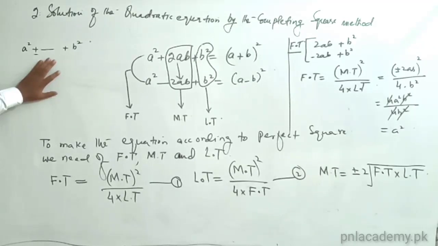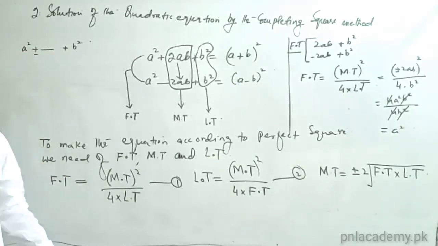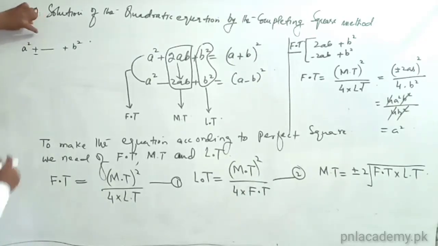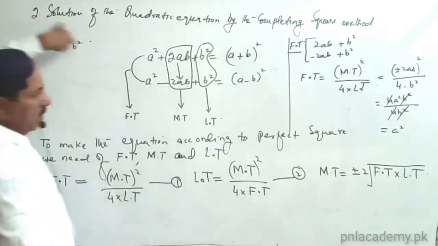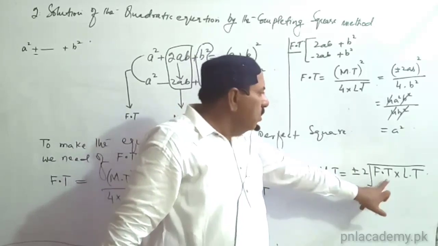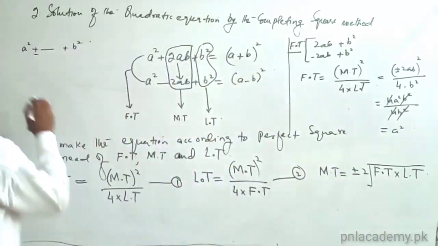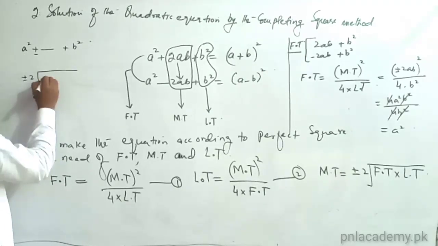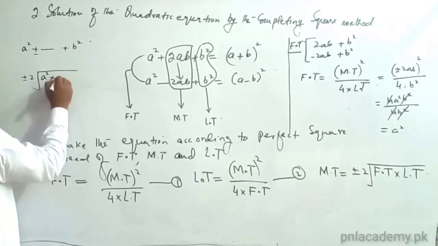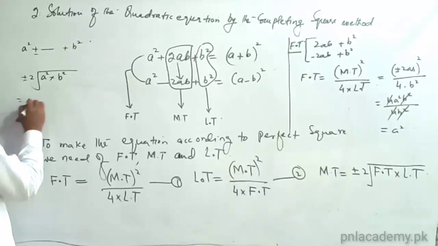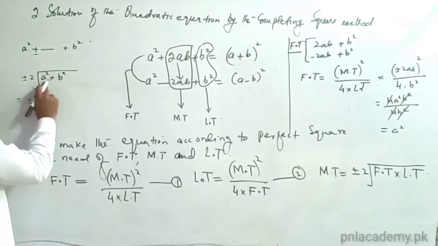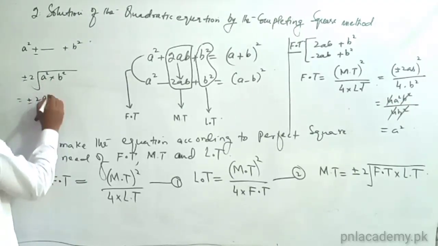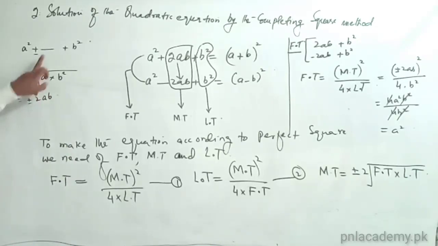What should be the middle term as we make this equation according to the perfect square form? You know that the middle term is equal to plus minus 2 first term into last term. So this will be plus minus 2, first term is a square, last term is b square. The square root of a square is a, the square root of b square is b. So the middle term should be plus minus 2ab.